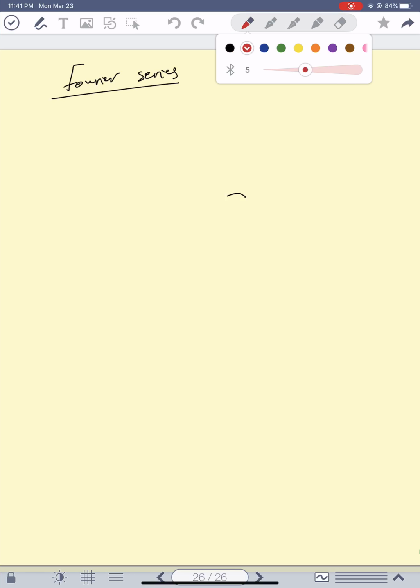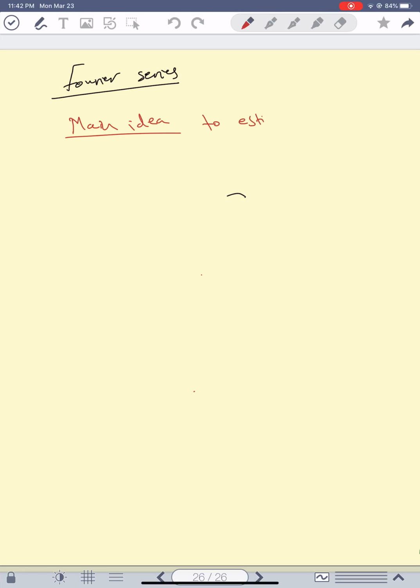First of all, what is the main idea? So there is a main idea in this topic. The main idea is to estimate periodic functions using sines and cosines. So this will be the main idea.